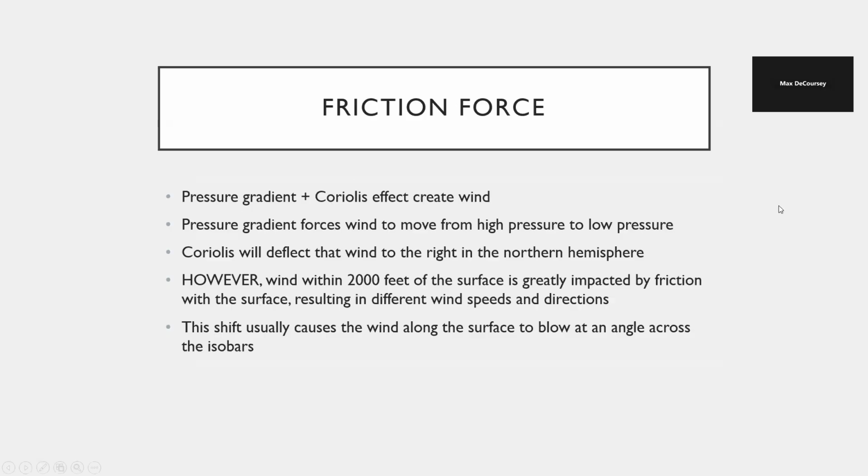But wind, generally within 2,000 feet of the surface, is greatly impacted by friction with the surface, which results in different wind speeds and directions. This shift usually causes the wind along the surface to blow at an angle across the isobars. So the FAA likes to ask this question: why are the surface winds different than the winds aloft? And the reason is because of friction with the surface. So you'll usually see slower winds near the surface, and winds that are heading in a different direction than the winds aloft.